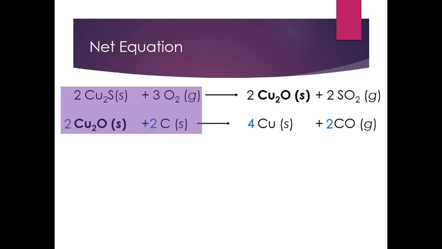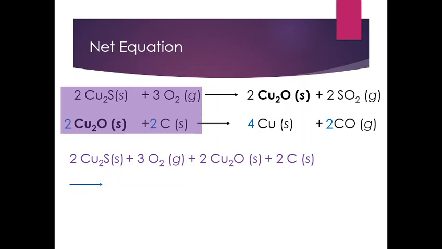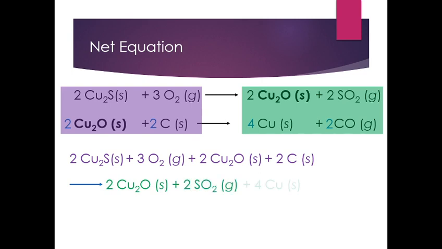Take everything on the left side of the arrows, like 2 Cu2S plus the 3 O2s plus the 2 Cu2Os plus the 2 carbons, and then take everything on the product side, or the 2 Cu2Os plus the 2 SO2s plus 4 coppers plus 2 carbon monoxides. But once you write this out, you should start seeing that the 2 Cu2Os don't do anything. They begin and end up being the same thing.